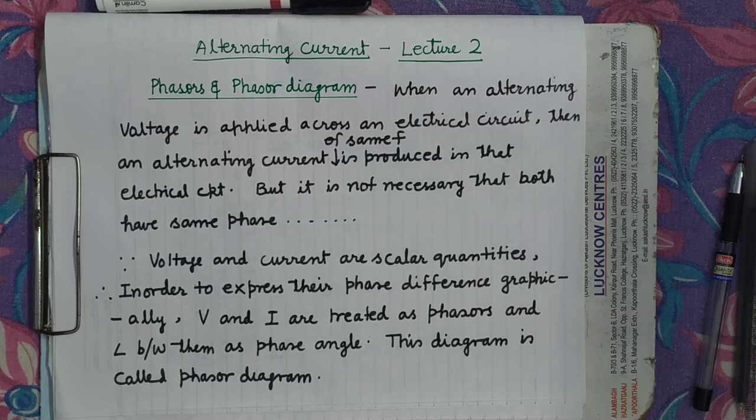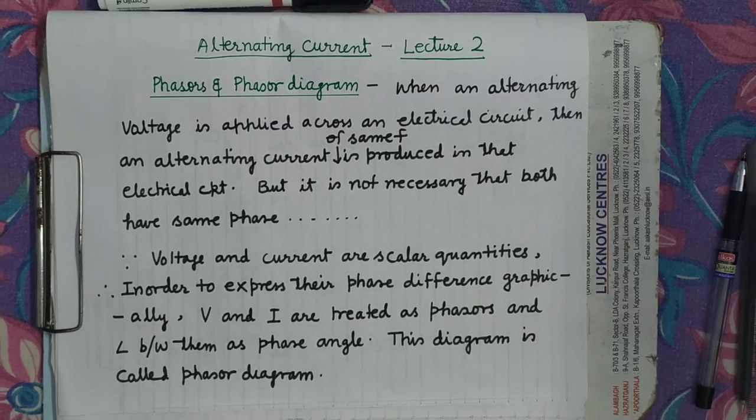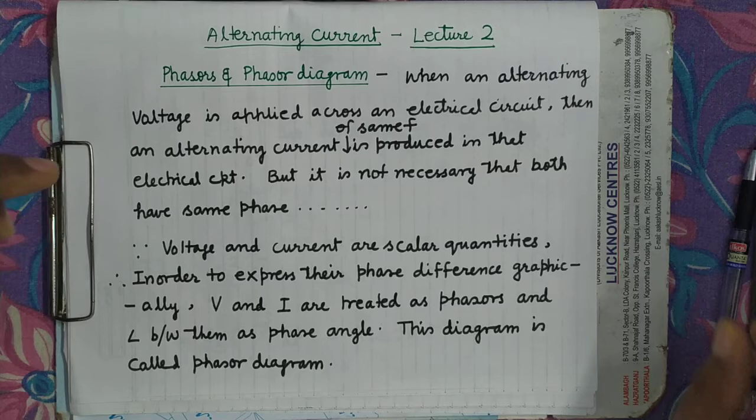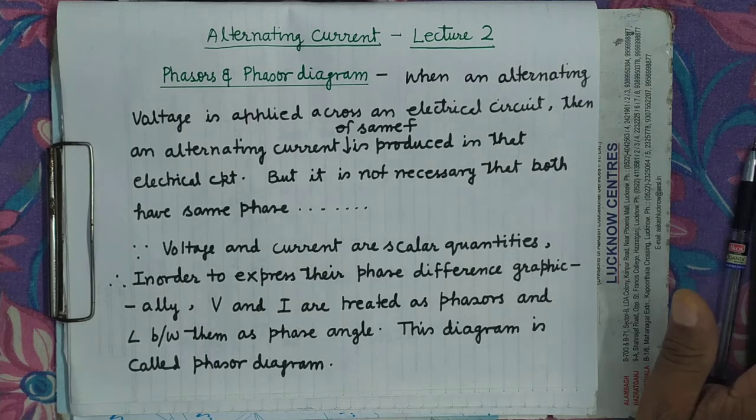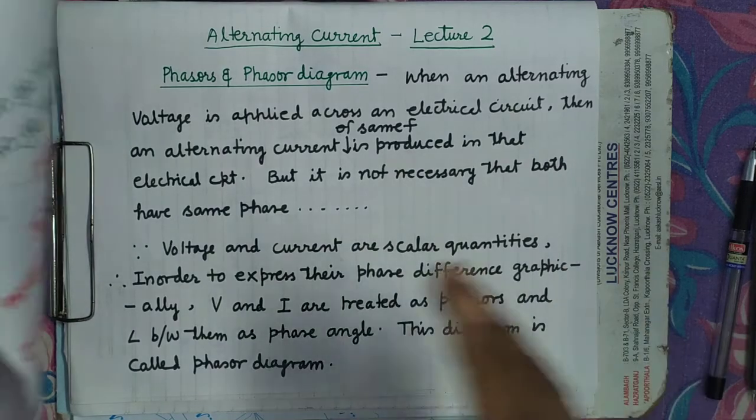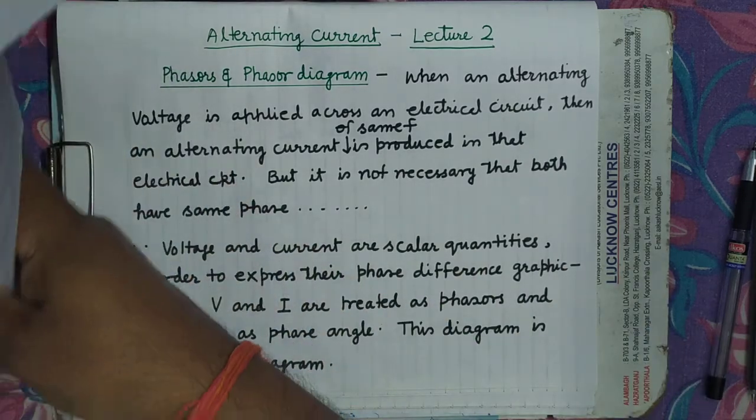Hello students, today in this lecture of alternating current, we will start from phasors and phasor diagram. So first you know what do you mean by phasors and phasor diagram. These are just like the vectors, but actually these are scalar quantities. So first you see what is the purpose of phasors and phasor diagram.